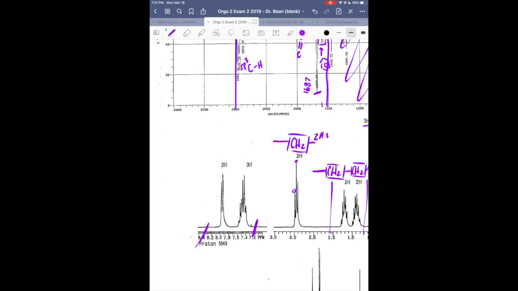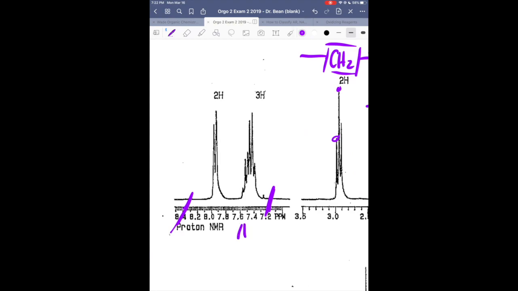So we come down to past the 6.5 region. So here it's 7.2 in particular to 8.4, right? And in this region, this is the region for what?